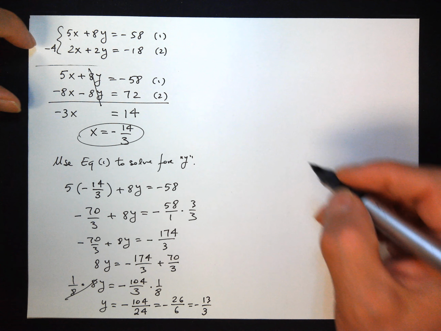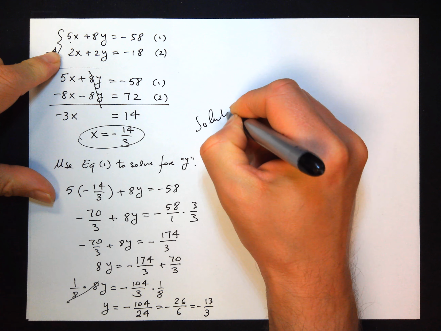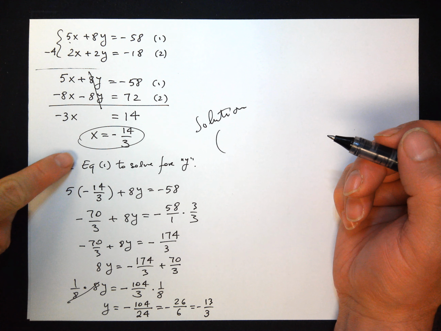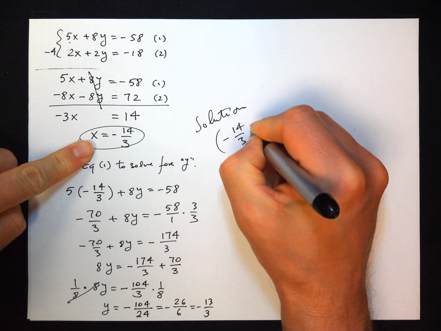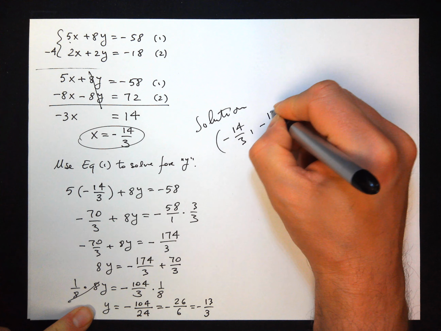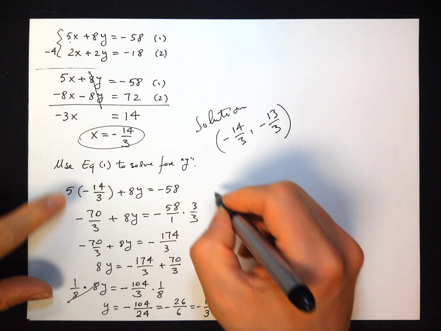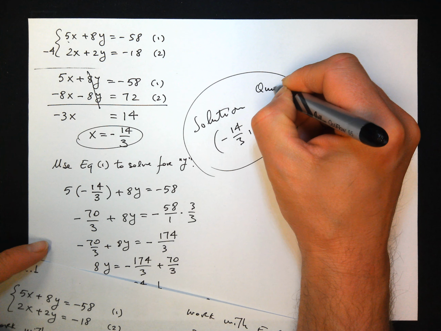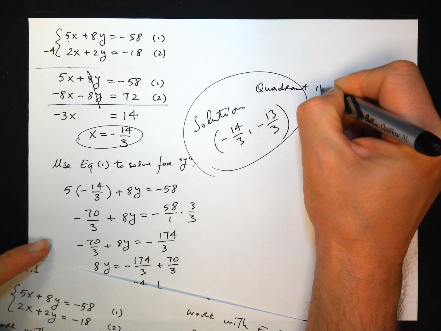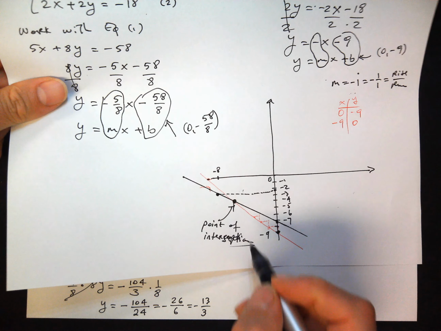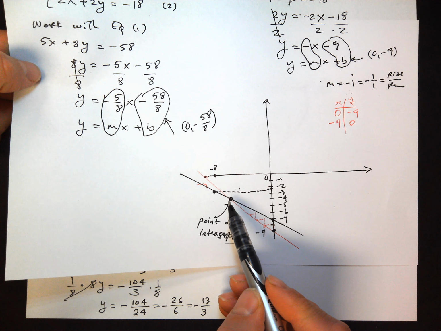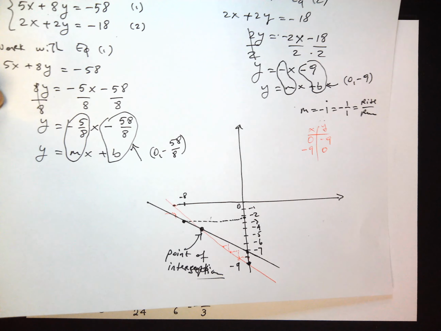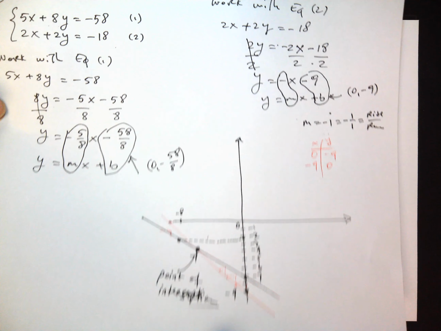Okay, so we can say the solution is a point, so it's going to be x and y. So x is negative 14 over 3, and y is negative 13 over 3. So that's why we weren't able, you see, notice that this is in quadrant 3, okay? Can you see it right here? So we weren't able to find the actual coordinates of this point, because again, we don't have a grid formation.